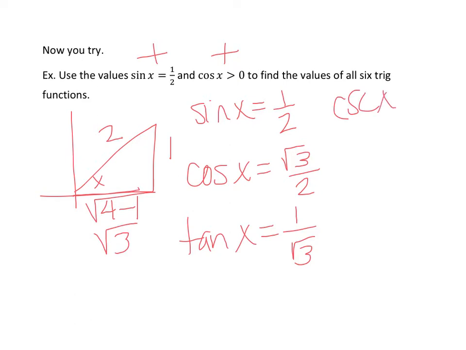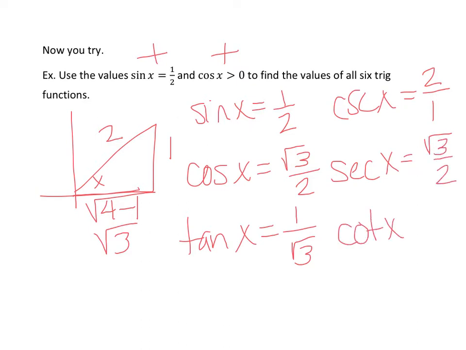Cosecant x, 2 over 1, or 2. Secant x, radical 3 over 2. And cotangent x would be just radical 3. Oh, I did not flip secant. That should have been 2 over radical 3.